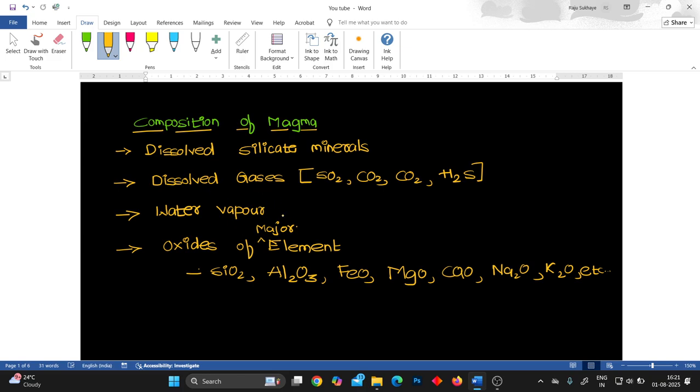Let's discuss it one more time. Magma consists of dissolved silicate minerals. It consists of dissolved gases, like sulfur dioxide, carbon monoxide, and hydrogen sulfide. Apart from that, it also consists of water vapor and oxides of major elements. The dissolved gases and water vapor, I can call them volatiles also.